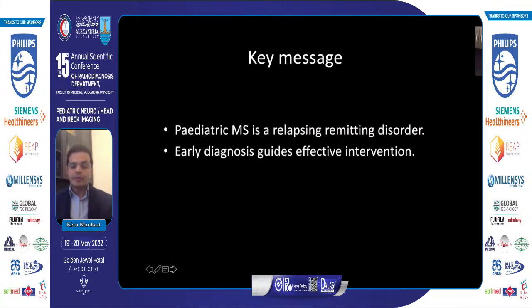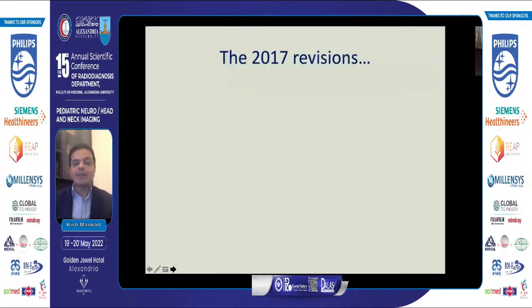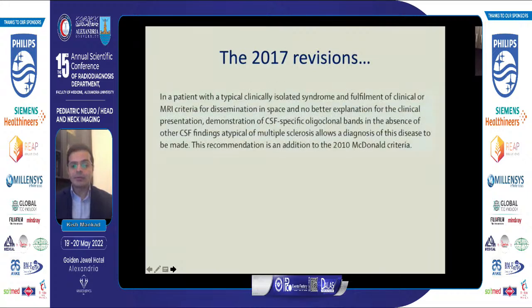The key message here is pediatric multiple sclerosis is a relapsing remitting disorder. Early diagnosis will guide effective and timely intervention with better outcomes. And that automatically brings us to the next revisions that happened in 2017, now 4 years ago, and how it enables better and quicker diagnosis.